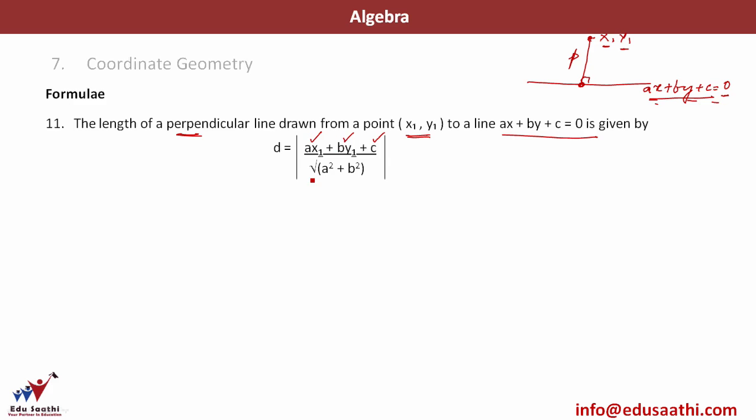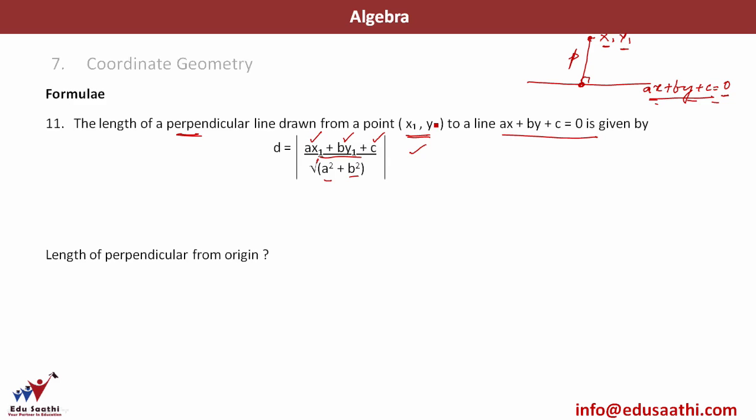Now divide this with the square root of a square plus b square, which are the coefficients of x and y, and I am taking a modulus because the distance can never be negative. So this will give me the length of the perpendicular drawn from a point to a given line. An easier way to remember this: put the point in the equation of the line, and divide it by the square root of the squares of the coefficients of both x and y.